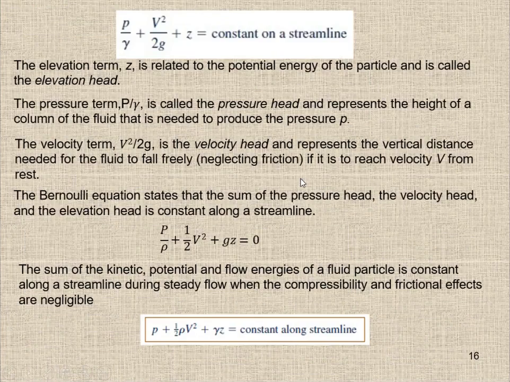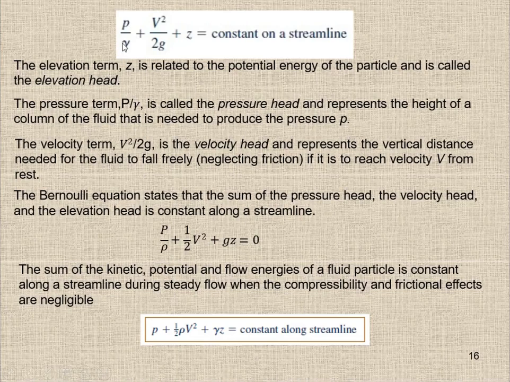Now we are going to write down the equation in the form of head. Here you can see the elevation term z is related to the potential energy of the particle and is called the elevation head. The pressure term P over rho g is called the pressure head and represents the height of the column of fluid that is needed to produce the pressure P. So this is basically the static head.